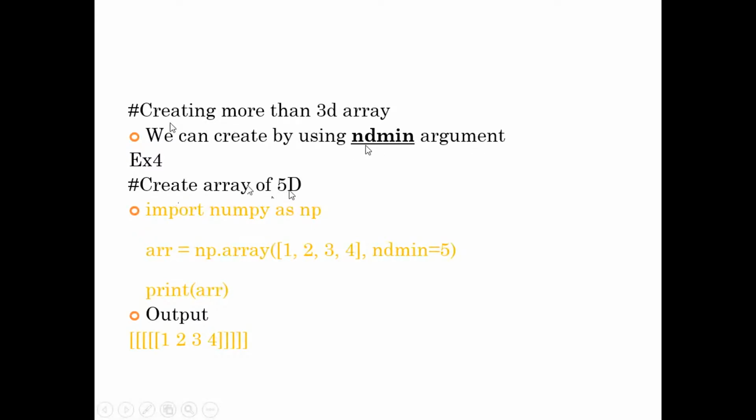Example: create an array of 5 dimensions. Array equal to np.array, 1, 2, 3, 4 is my list of numbers that I am providing to an array, and I am asking it to make it an n-dimensional array. ndmin, that is 5, is the number. I want to create a 5-dimensional array. So with this, you can mention what dimension of array you are trying to create without worrying about how many brackets I have in my array specification.